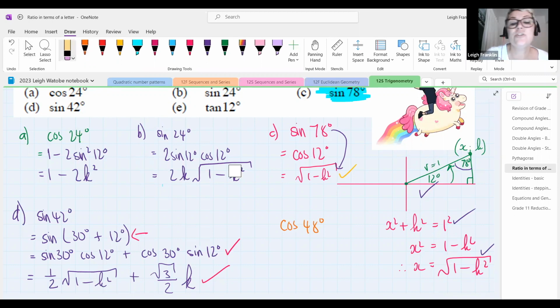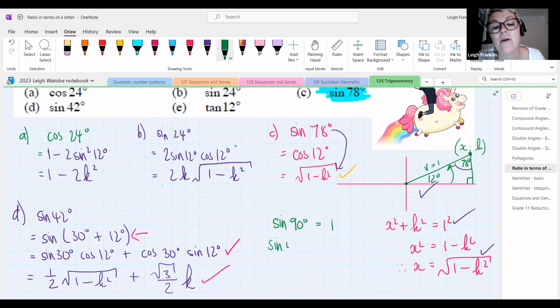Let's just talk about that again. Do you remember at the beginning of this lesson, I said, what is the sine of 90? And somebody said to me the answer is 1. And then I halved the angle. But the sine of 45 is not equal to a half. It's equal to root 2 over 2. So if you halve the angle, you're not halving the ratio.